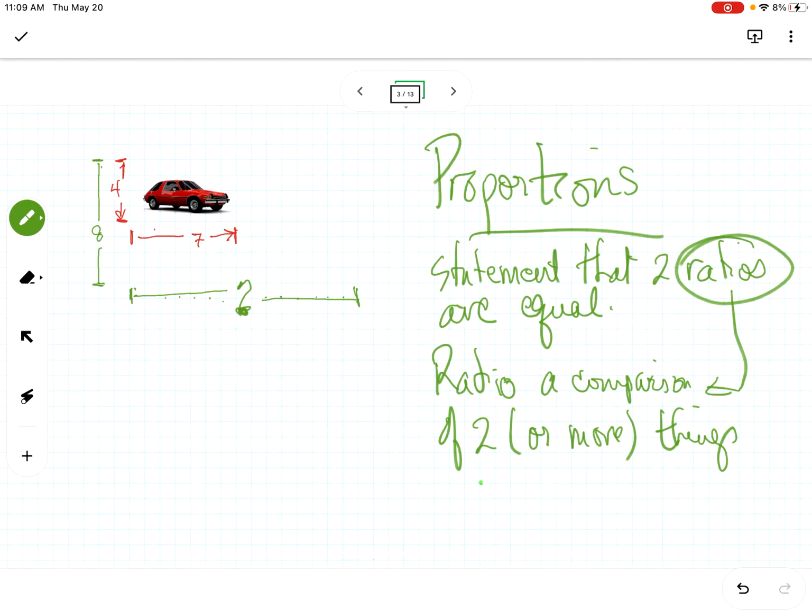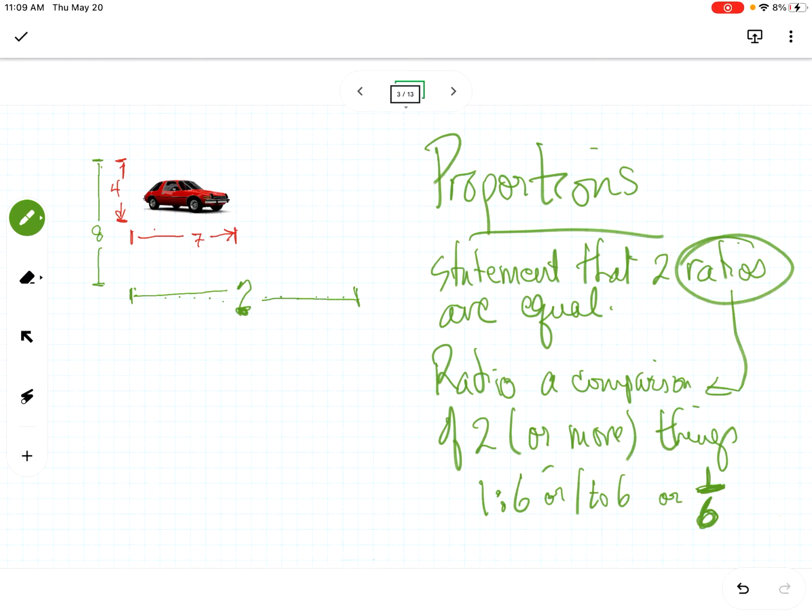A ratio could be 1 compared to 6. Another way to write that would be 1 to 6, or 1:6. It looks like a fraction, but ratios can also appear in this form. It has a very different meaning than a fraction. We talked about that in the last video.